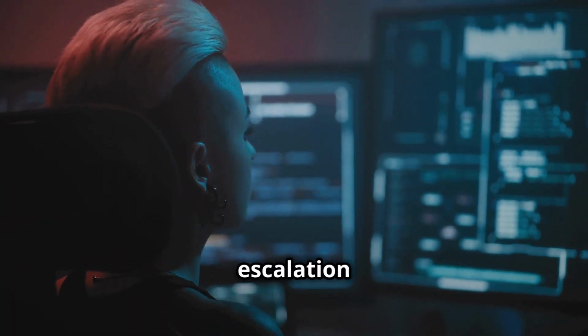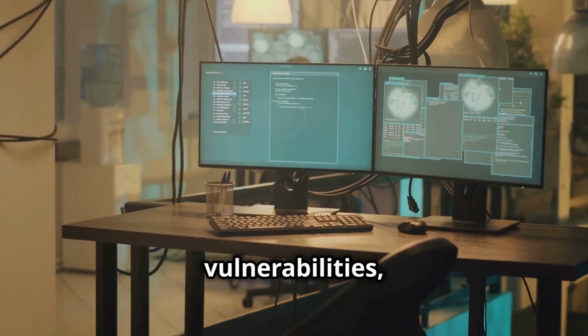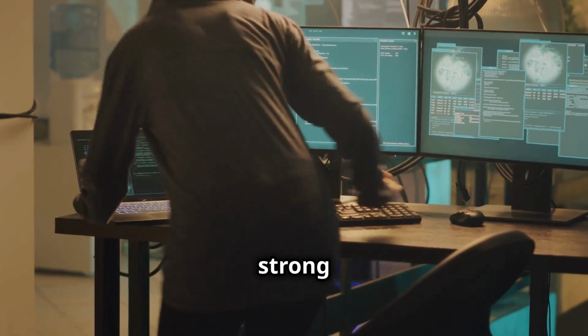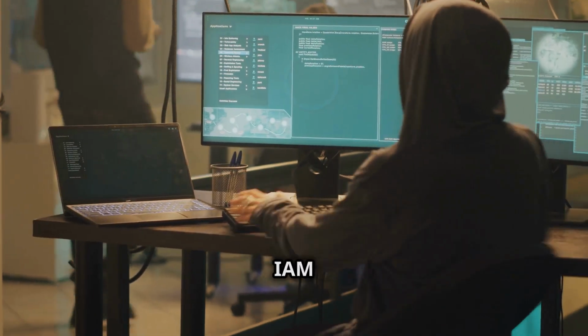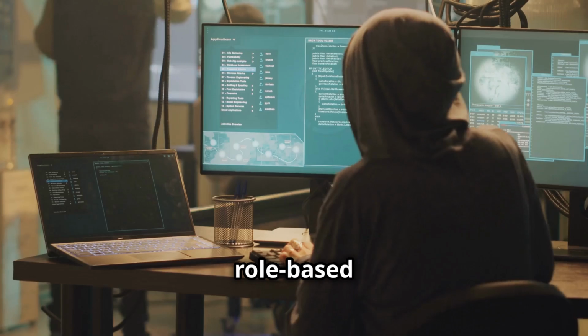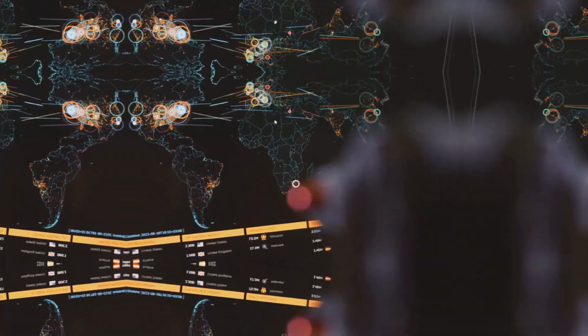Preventing privilege escalation involves regular patching of software vulnerabilities, implementing least privilege principles, and using strong identity and access management (IAM) controls like multi-factor authentication (MFA) and role-based access control (RBAC).